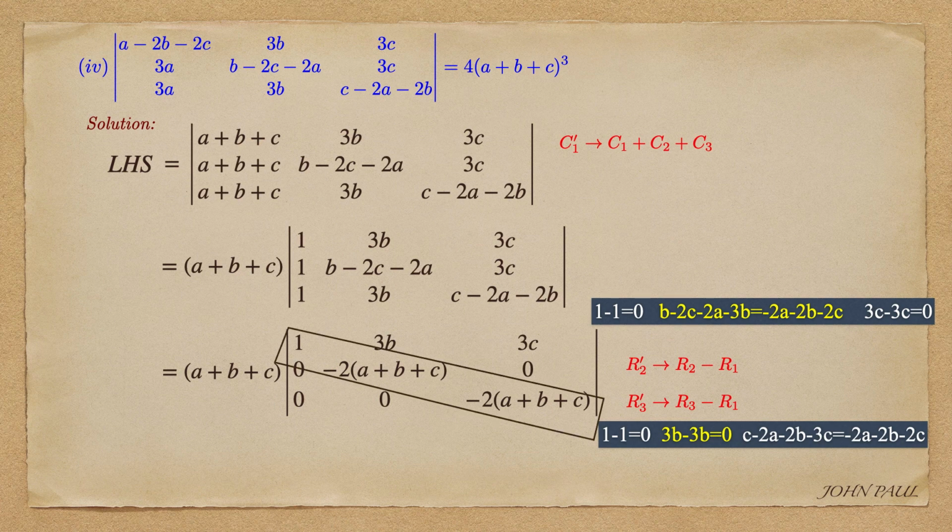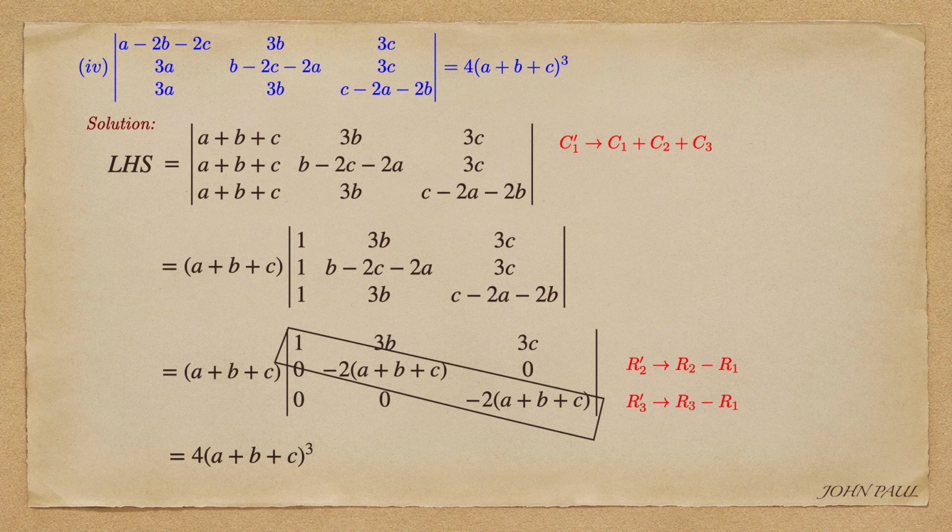By multiplying the principal diagonal, since one side of the determinant is 0, minus 2 into minus 2 is 4. Minus into minus is plus. A plus b plus c appears 3 times, so a plus b plus c whole cube. This is what we have to prove.